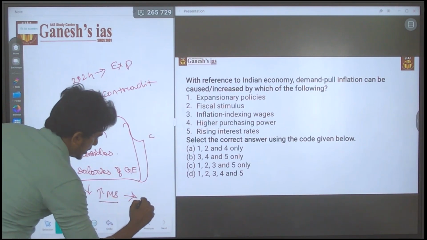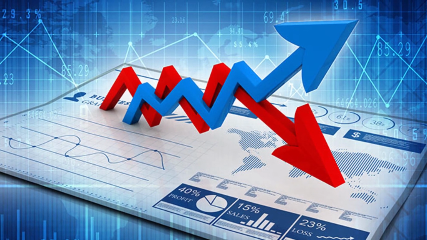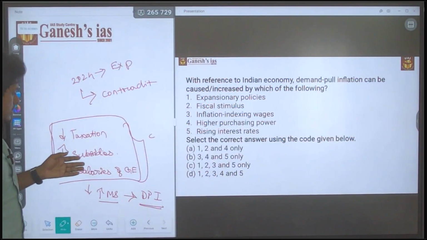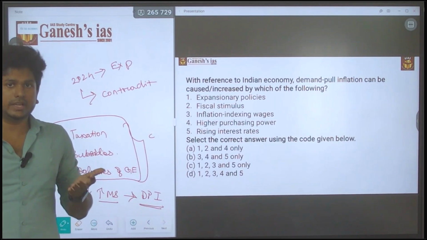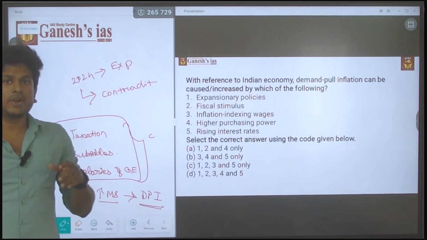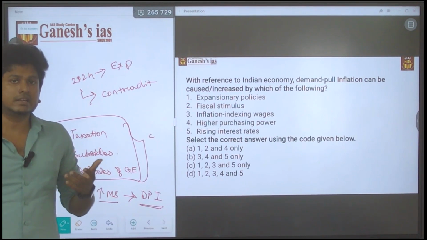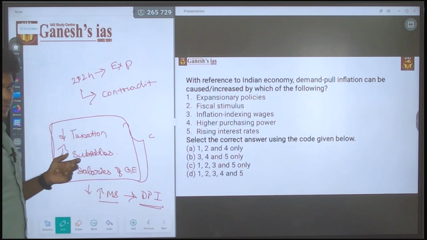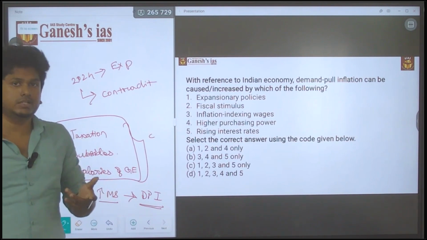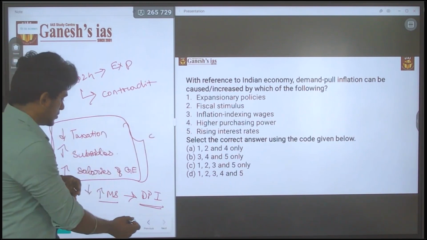So that leads to demand pull inflation, because reducing the taxation means people have a lot more money in their hands. So they will fight for certain goods, they will demand the products. That leads to demand pull inflation, so that will lead to inflation in the market. So the first statement, the expansionary policy, is correct.